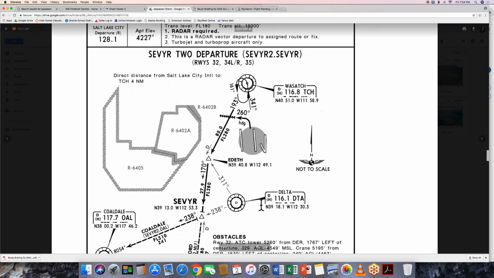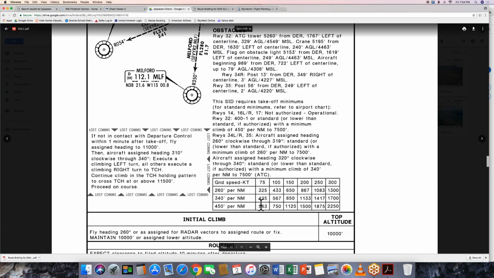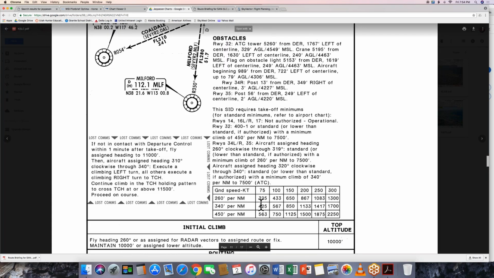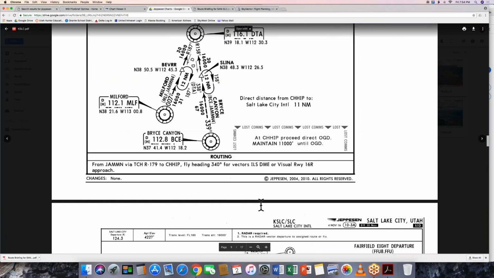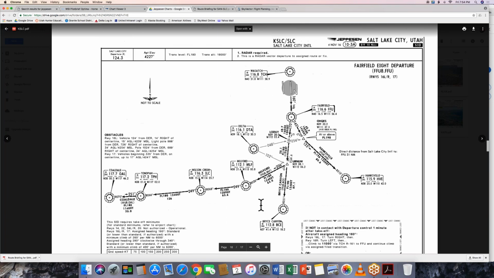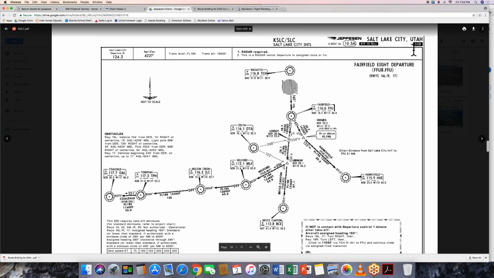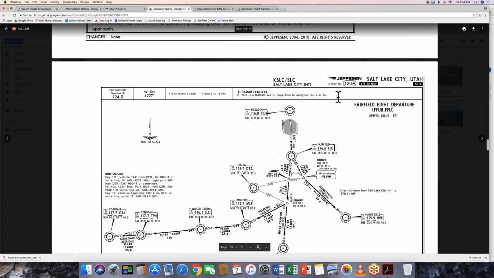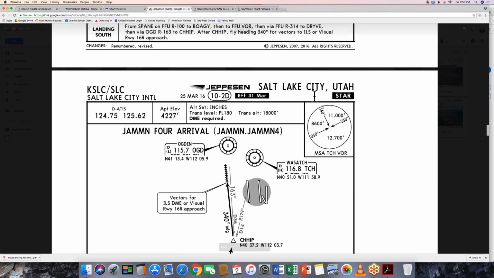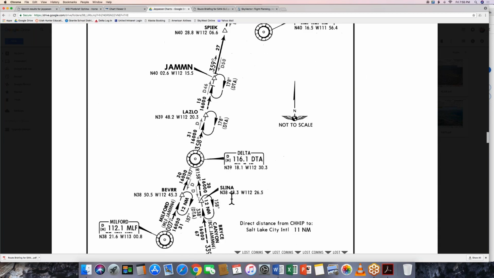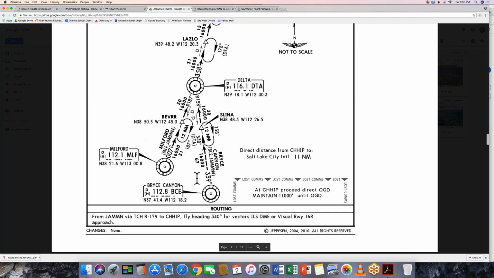There's the Sever 2. Sever 2 departure. Oh, this is a departure. Oh, that's why they're the same. Look at that, departure in the corner. So you've got to be careful when you're reading your charts. Make sure you're on the right chart. So we've got our STAR here that points us out to the north or to the southwest.